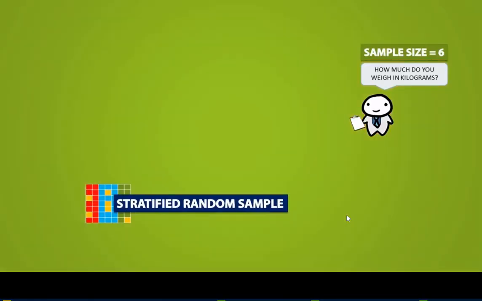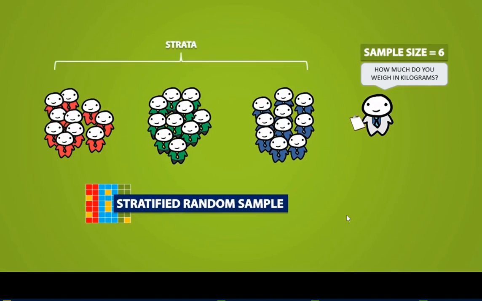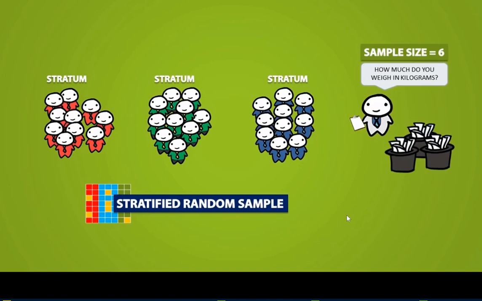For a stratified random sample, we take the population and we divide it into something called a strata. Strata refers to the groups of similar people. Within each stratum, we take an SRS and combine the SRSs to get the full sample.